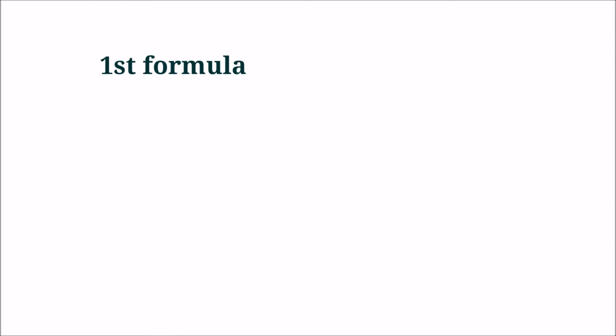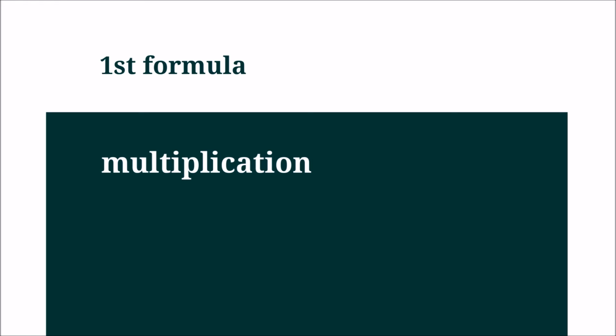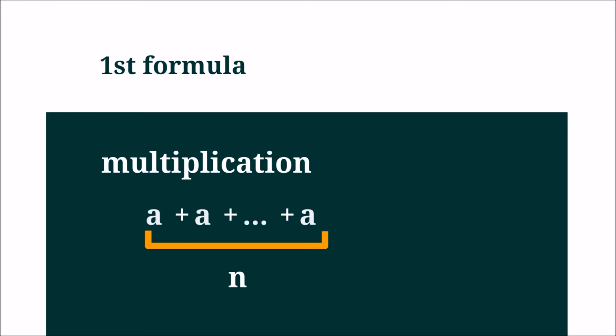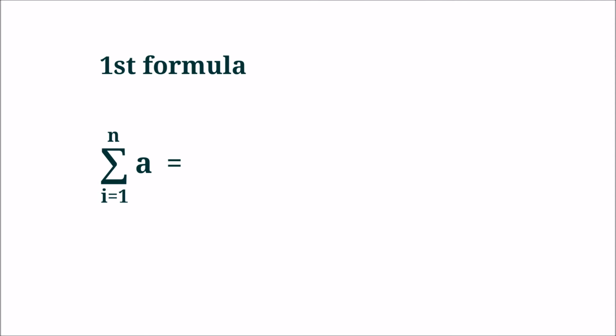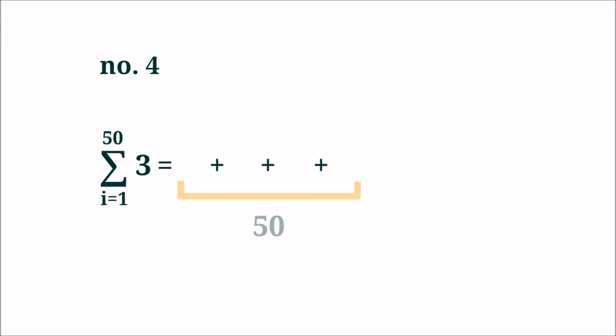Let's start from the simplest one. This formula actually is just a definition of multiplication. Adding a certain number of a certain constant term, say n numbers of a, we have n times a. And this sum is just that, addition of n terms where each term is a. Let's see this formula in action. Here we have a summation of fifty 3s, hence we have 50 times 3, which is 150.